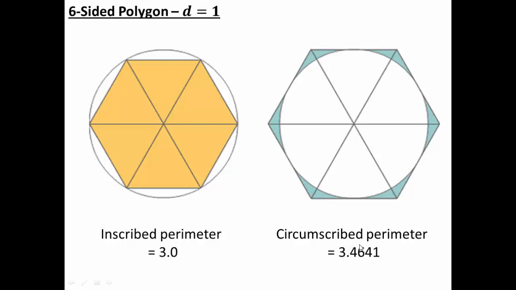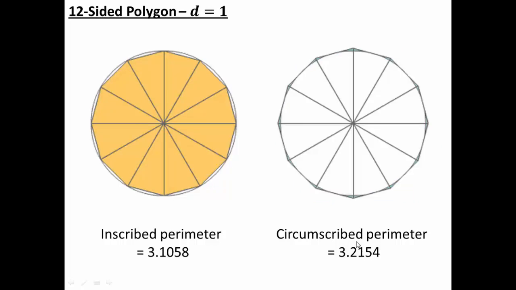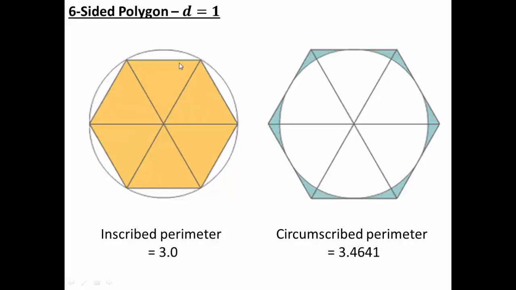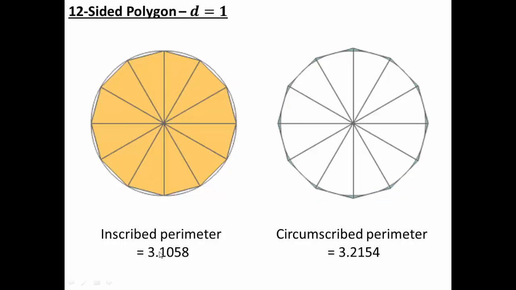As I increase the number of sides of the polygon, here I've increased to 12 sides, notice the gap between the polygon and the circle gets smaller and smaller. So here the inscribed perimeter is 3.0. 12 sides, the inside perimeter increases to 3.1.